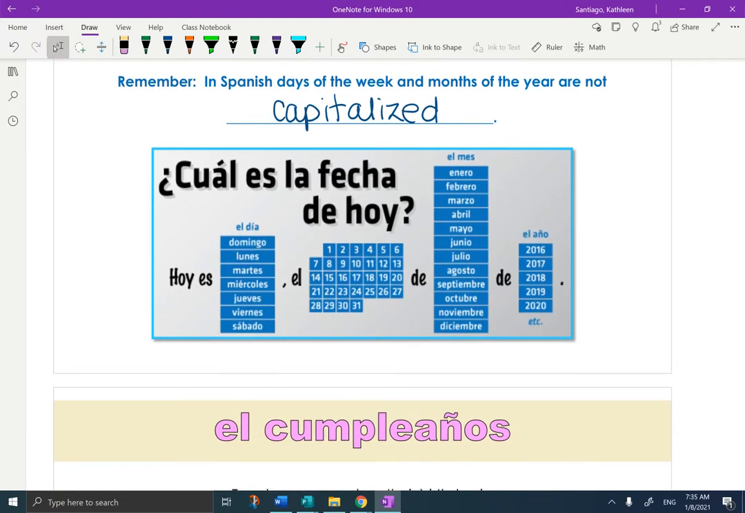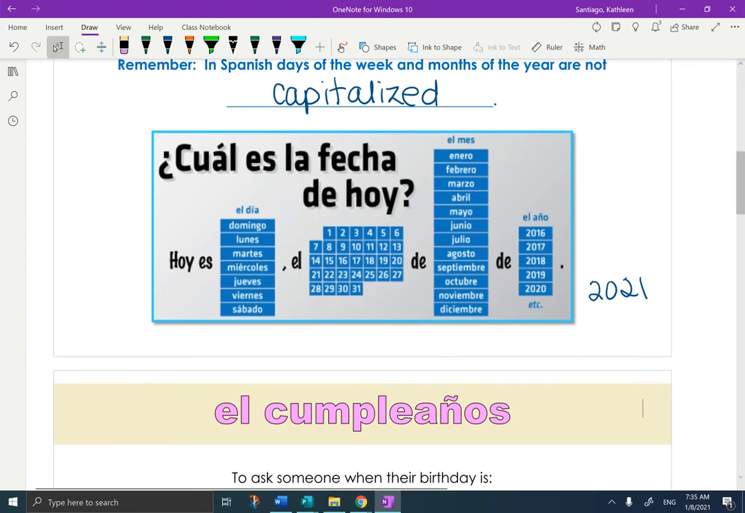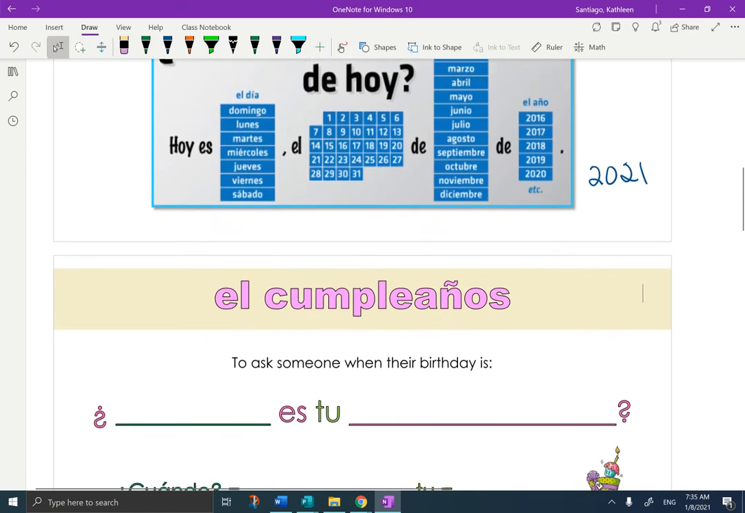Using this visual, ¿cuál es la fecha de hoy? What is the date for today? Hoy es, and then you could say, jueves, el 7 de enero, and then for now, we'd have to say 2021. Muy bien, just a quick review of la fecha.